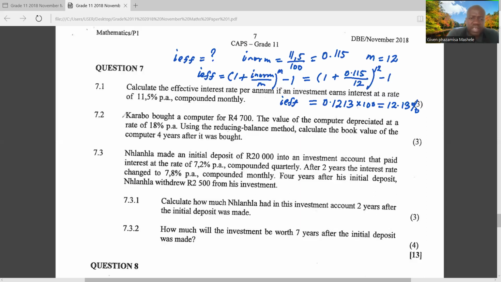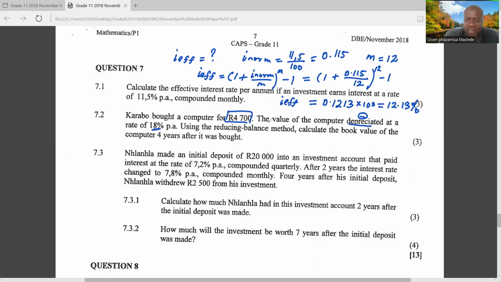And the next question says, Karabo bought a computer for 4,700. The value of the computer depreciated, means lost value, at the rate of 18%. We know that we're going to use a minus formula because of the word depreciated. Then it says, using the reducing balance method. What is this?